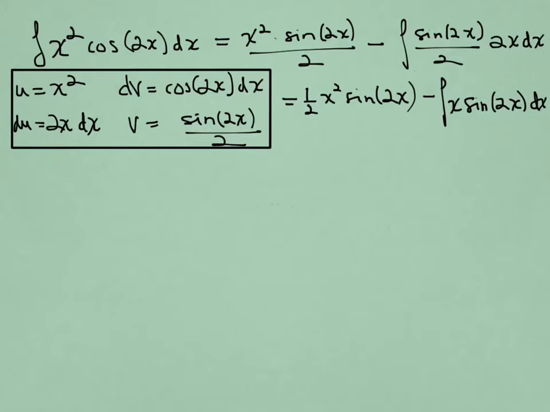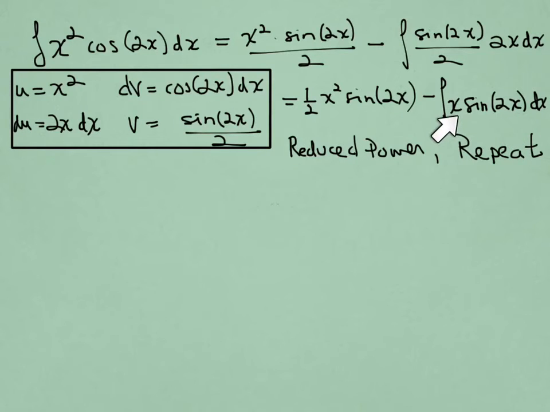And you want to observe what's happened here. I started with x squared times cosine. I now have x times sine. And at first glance that may or may not seem like much progress, but it usually is good progress if you've reduced the power. And when you've reduced the power like this, if you want to continue to make progress, you need to repeat integration by parts. So we're going to do integration by parts again for this integral.